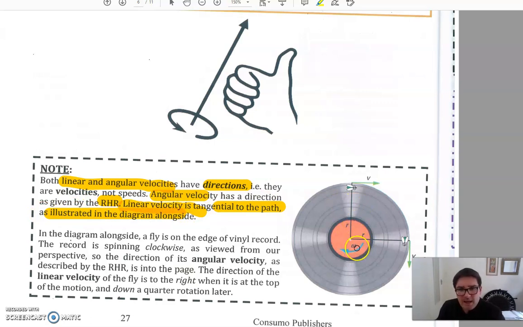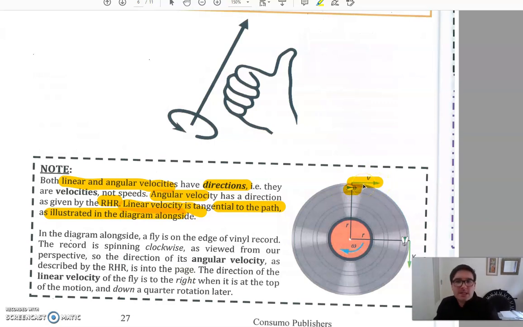So if that's the direction of my angular velocity, I can use the right hand rule to determine it, whilst my linear velocity over there with the fly will be in the direction of the tangent to that curve.